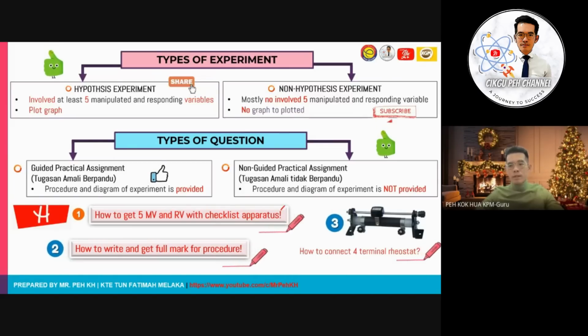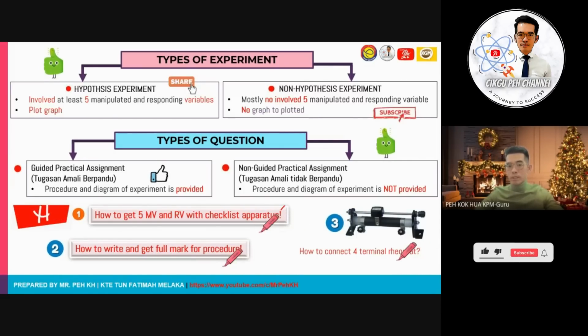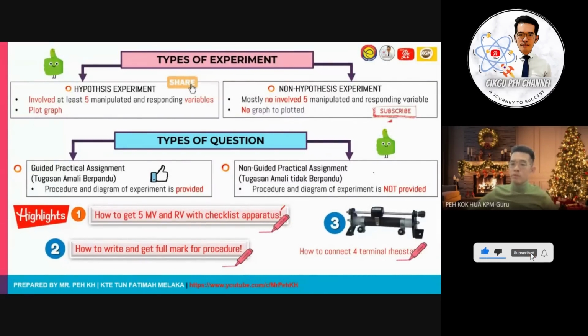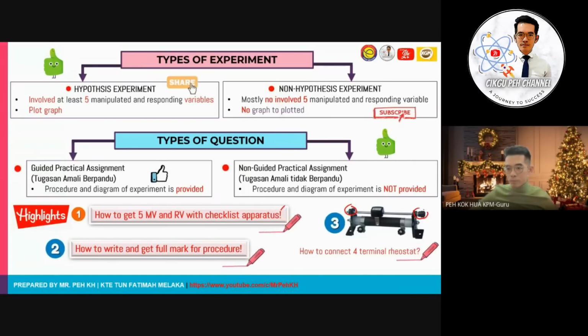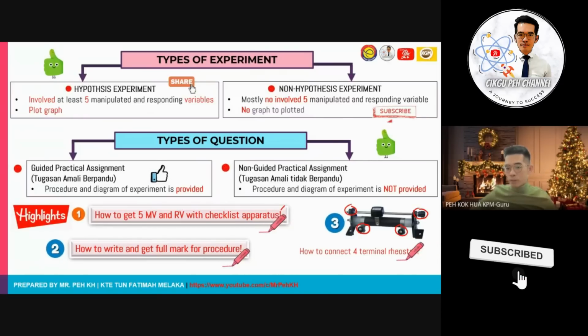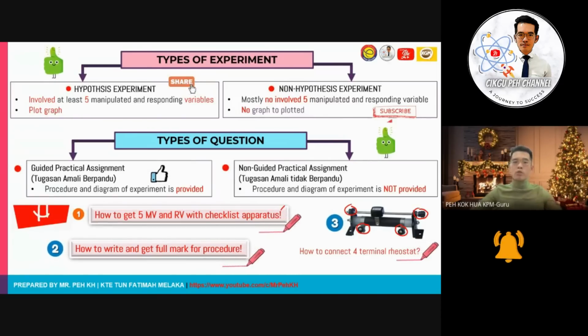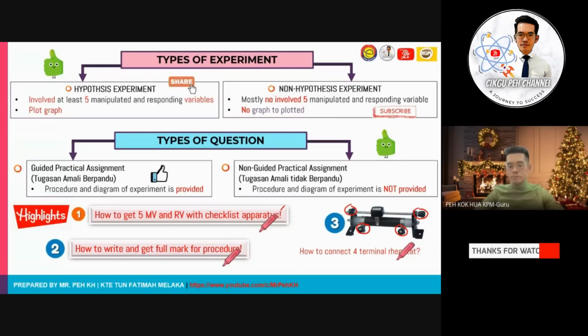In episode 1, the simulation used a rheostat with 3 terminals. So you already know how to connect the rheostat with 3 terminals. How about the 4 terminal rheostat? This is the type of rheostat you are going to use during the Paper 3 exam. You can see here we have 4 terminals: at the top we have 2, and at the bottom we have another 2. I will show you how to connect this type of terminal to the circuit in the simulation.